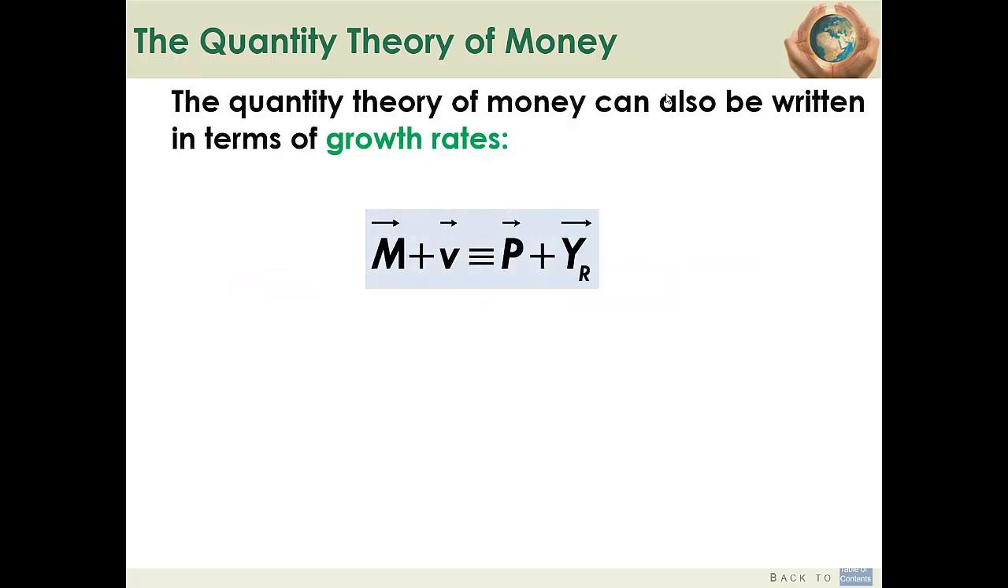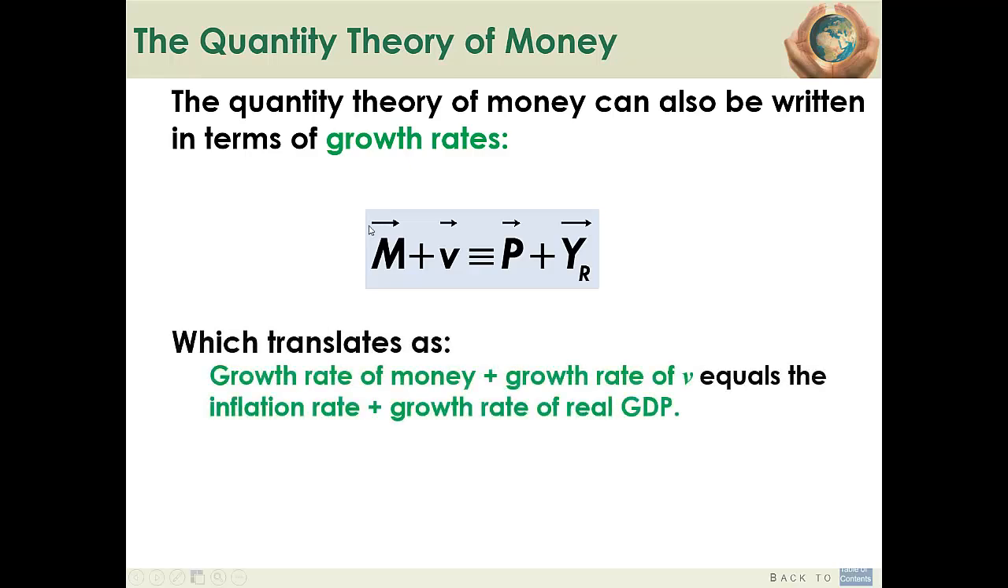The quantity theory of money can also be written in terms of growth rates. So we've taken our quantity equation, and we've written it as follows. This represents the growth rate of the money supply. This is the growth rate of the velocity of money. And all that is equal to the inflation rate, because we're measuring this as a growth rate in the price level. That's just the inflation rate, plus the growth rate of real GDP. So we can do a lot of interesting things here with the quantity equation as expressed in absolute terms, and with the quantity equation as expressed here in terms of growth rates.